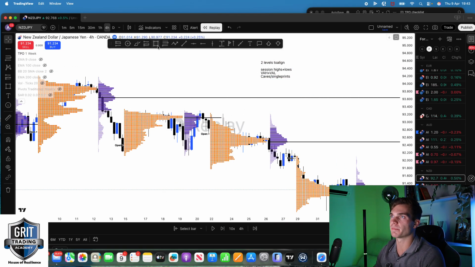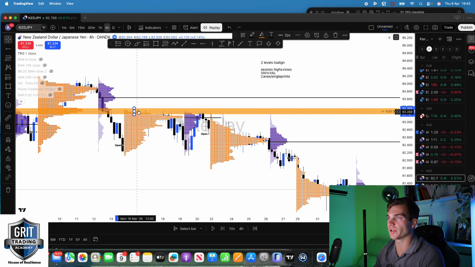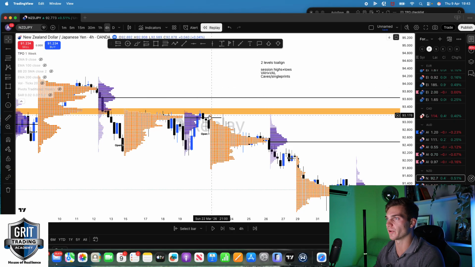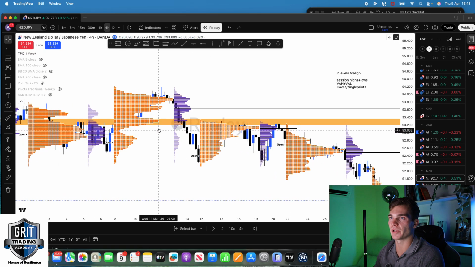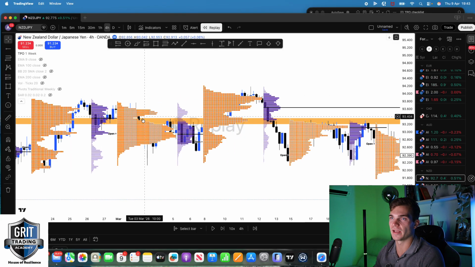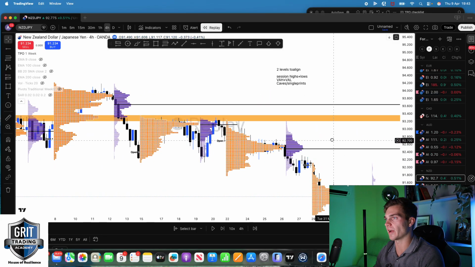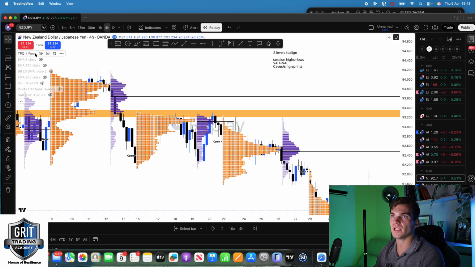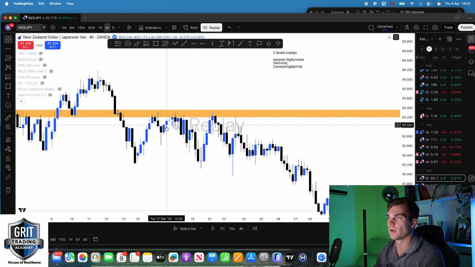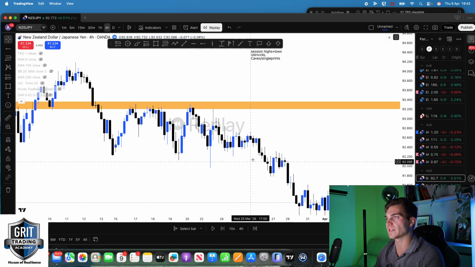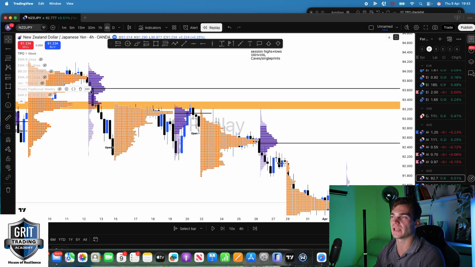So we do this by combining them together. We can see here that we've got a lot aligning together. We've got the session highs here. We've got a value area high, session highs, a value area low, a value area high. This is a very, very solid level. And if we get rid of the TPOs, we can see how price reacted around this level very clearly.